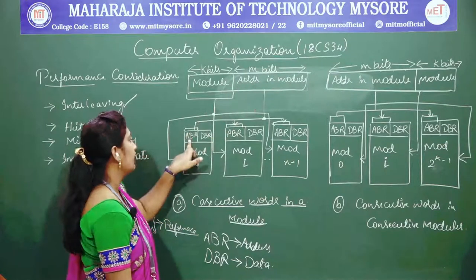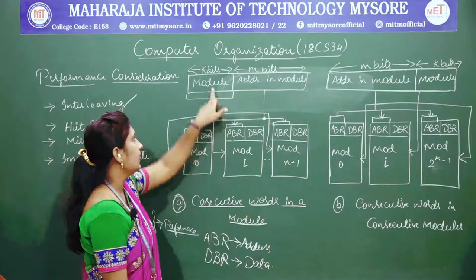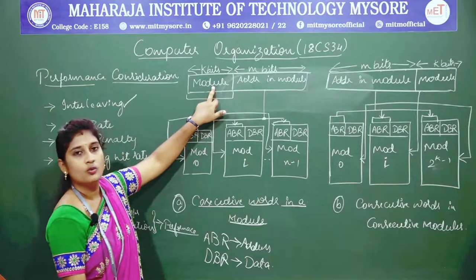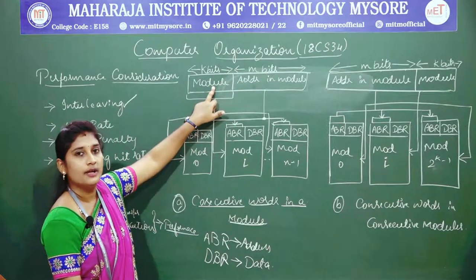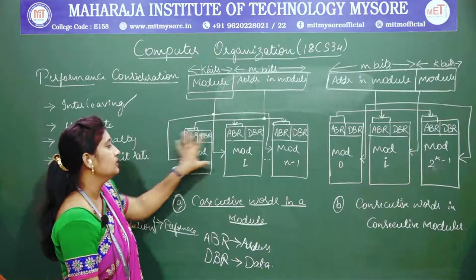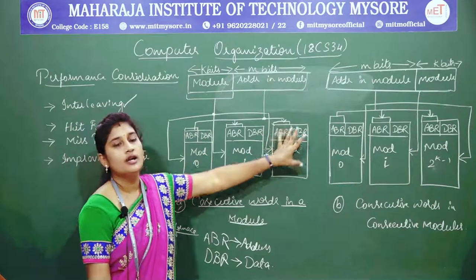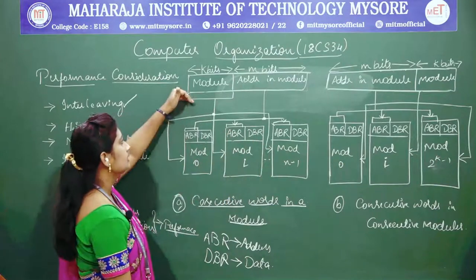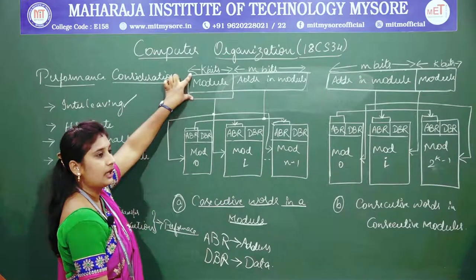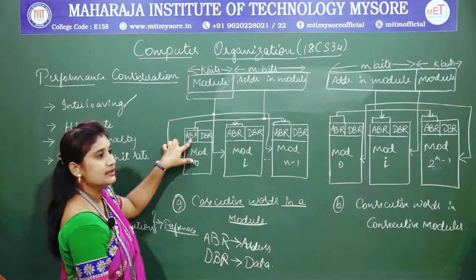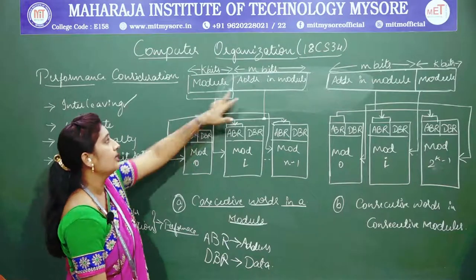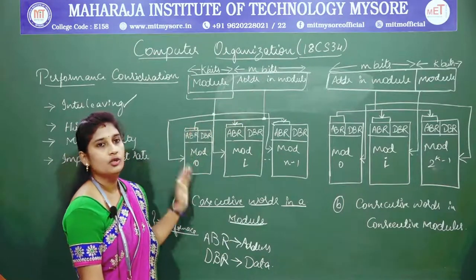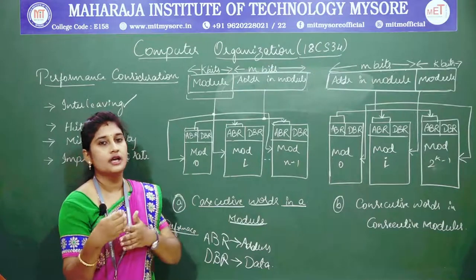So that will be placed in the ABR and DBR. In your module, what you will be placing is the address of the particular module. It might be module 0, module 1, module 2, till module n-1. Whichever module is being sent in the k bits, that particular module is reached, and in that particular module, the consecutive words, that is, one word after another word.